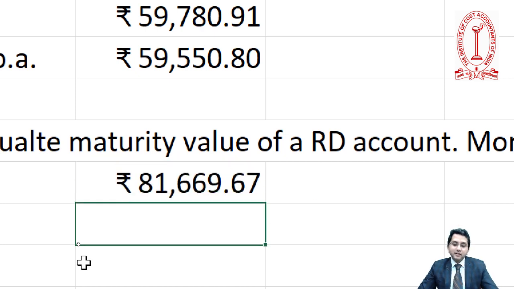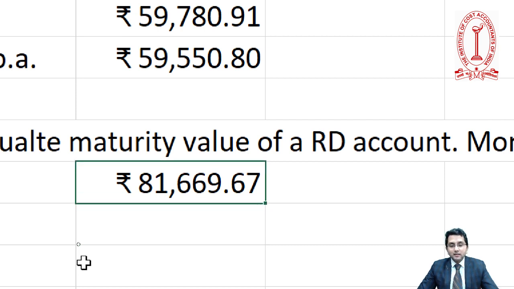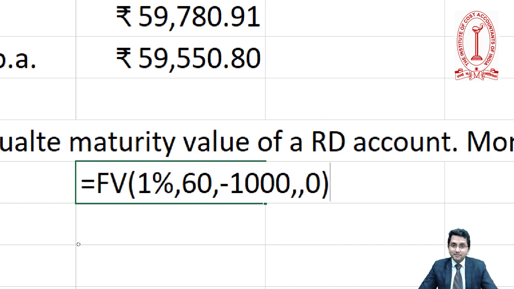And then I press enter. And see, 60,000 is my principal amount. And I'm getting 81,669.